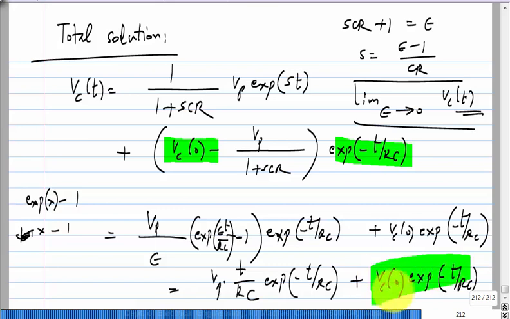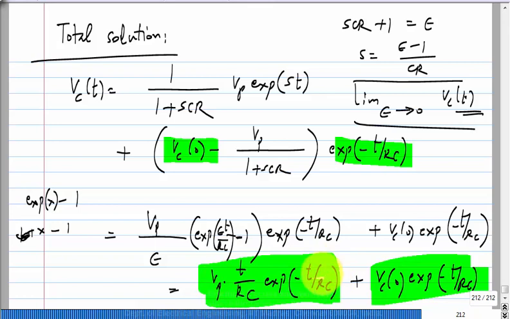So, this is the natural response, that is the natural mode, and this is the forced response. Is this fine? For us now, we just need to know this, because this was the one case that was not covered by our earlier solution. So, it turns out that it is Vp t by RC exponential minus t by RC. Any questions about this?